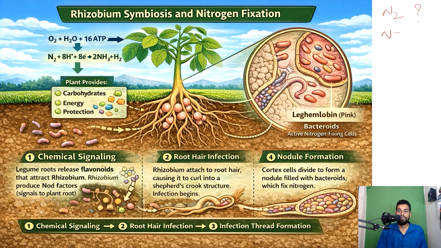Because nitrogen has triple bonds, it is more stable, so it cannot be easily broken. So it has to be converted to ammonia or ammonium, okay? So that only plants can absorb it. In legume plants, there are some microorganisms involved in doing these actions.